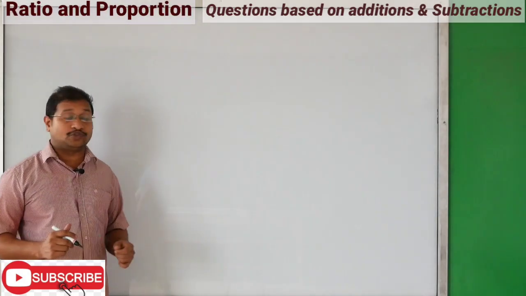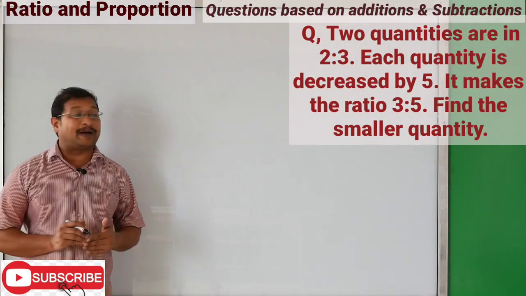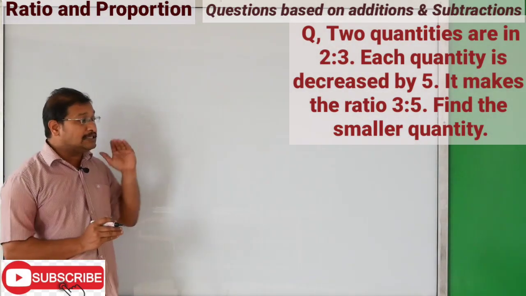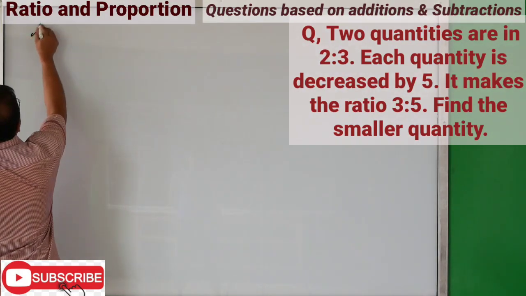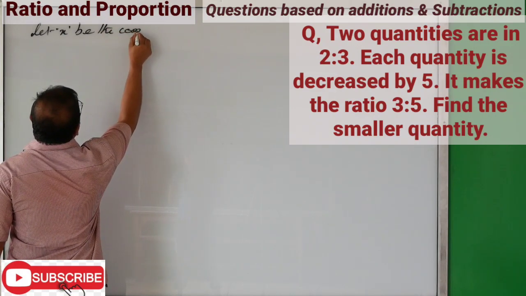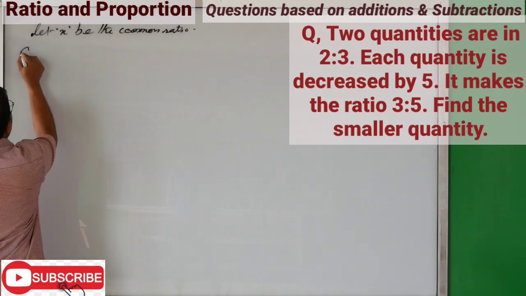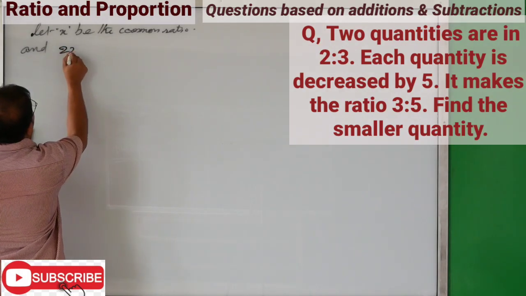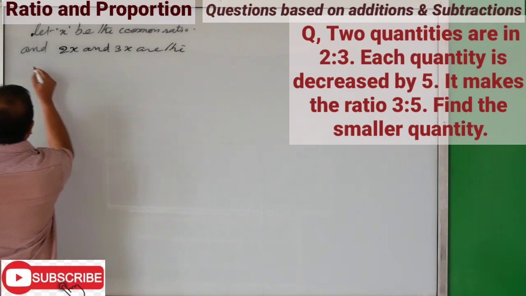Okay, I'll write the next question. Two quantities are in the ratio 2:3. Each quantity is decreased by 5. It makes the ratio 3:5. Find the smaller. See, this time two quantities are in the ratio 2:3. So we'll write, let x be the common ratio. And two quantities are in the ratio 2:3. That means what will you write? 2x and 3x are the quantities.